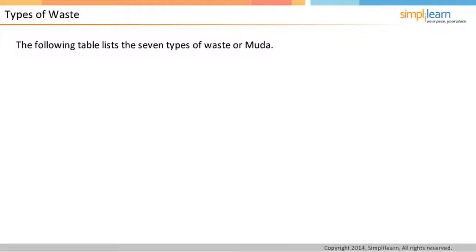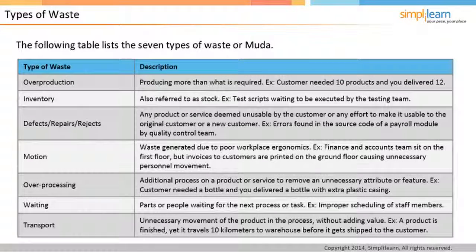There are 7 types of muda, or waste, as per lean principles. Let us understand these 7 types of muda. Overproduction. This refers to producing more than is required. For example, a customer needed 10 products and 12 were delivered.